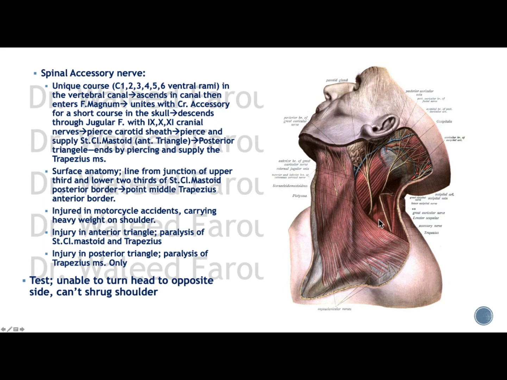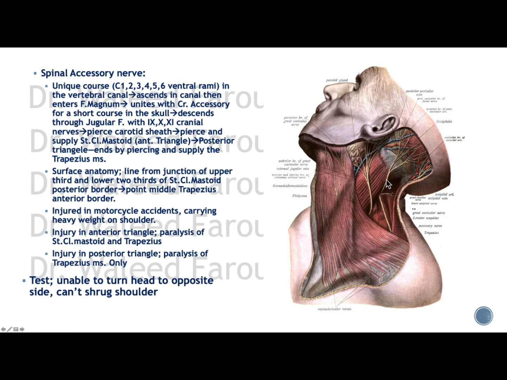Now, if you want to know the surface anatomy of that nerve, see the posterior border of sternomastoid divided into 3. Junction of the upper third and lower 2/3. Draw a point. And on the anterior border of trapezius, draw another point at the middle of the way, mid distance in the anterior border of trapezius, and draw a line. This will be the surface anatomy of the spinal accessory nerve. It's very important, this nerve. Please do not neglect it.